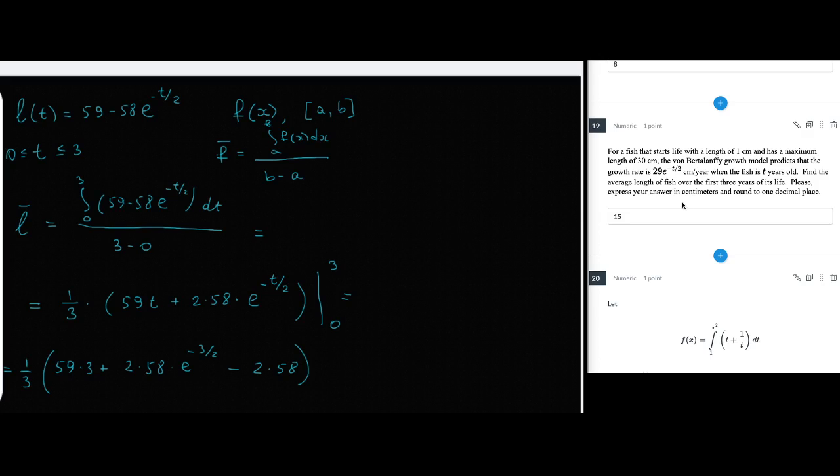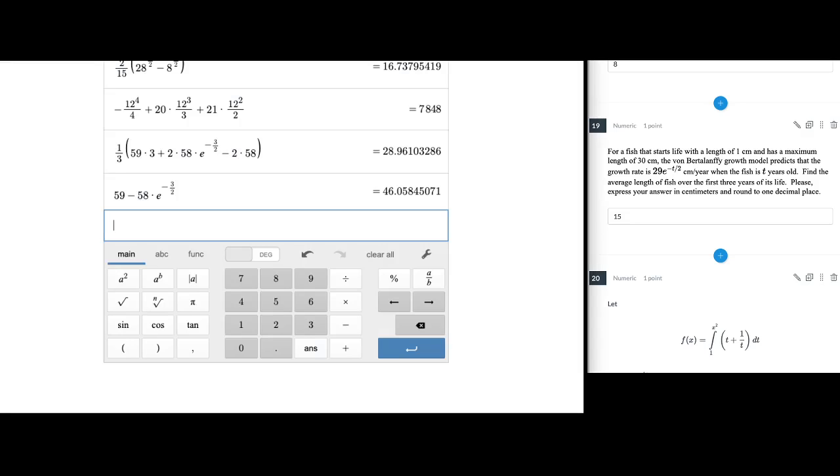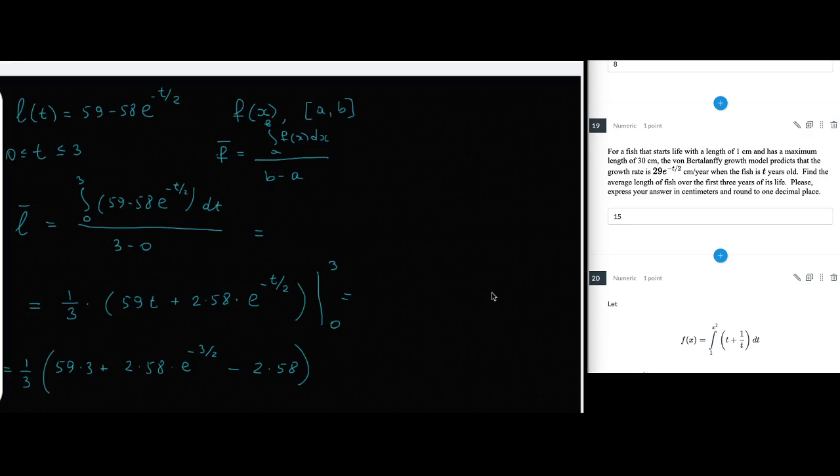And so if the growth rate were indeed 29 e to the power negative t over 2, then the correct answer for the average length of fish over the first 3 years of its life would have to be 28.96, or if we round to the nearest integer, it would be 29 centimeters. My apologies for this mistake I made.